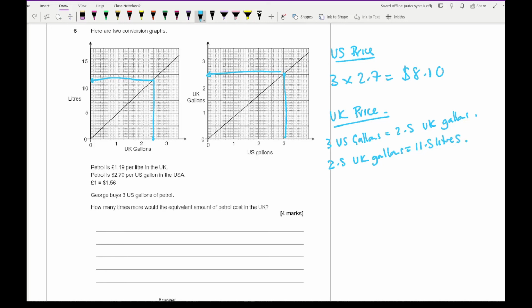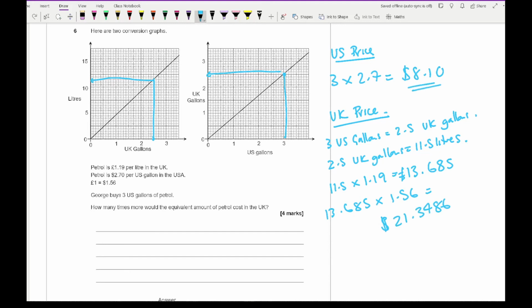Now in terms of the cost, well, it's going to be 11.5 times 1.19, and so 11.5 litres comes up to a cost of £13.68 and half pence, which is not priced, but we're going to then convert it. So then if I do 13.685 multiplied by the conversion rate of $1.56, so times 1.56, it gives me an answer of $21.3486.